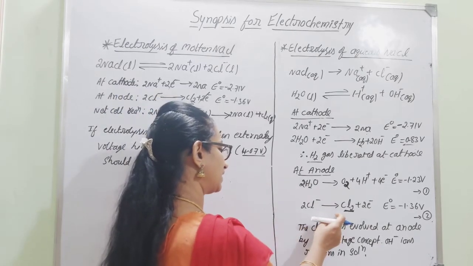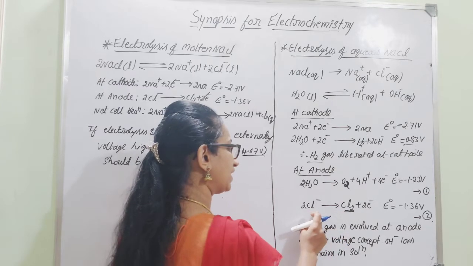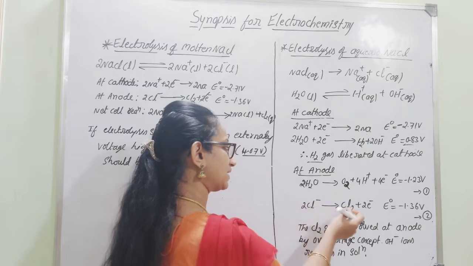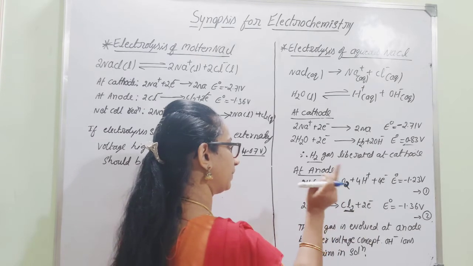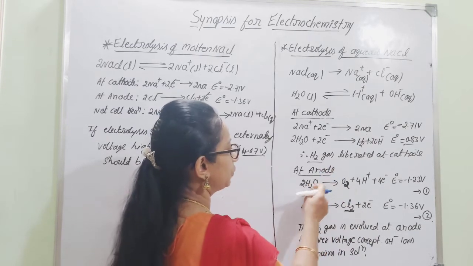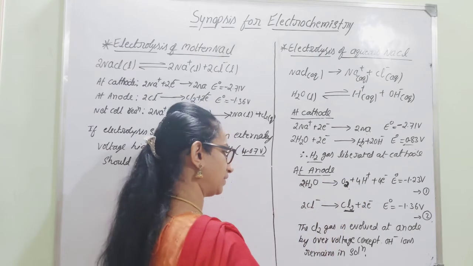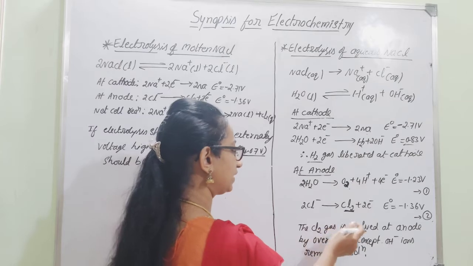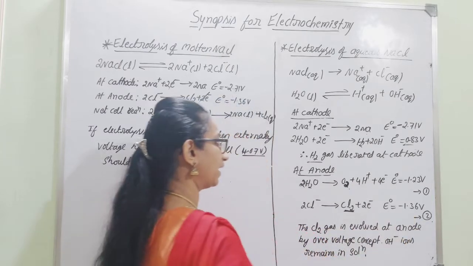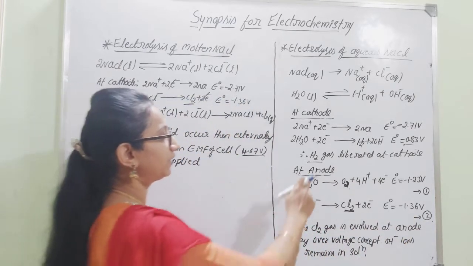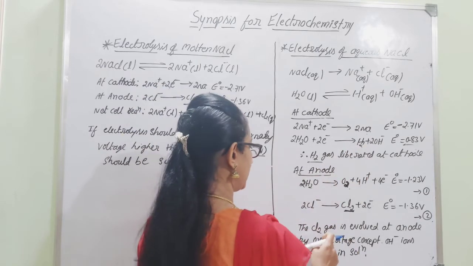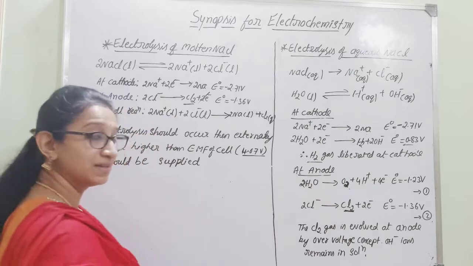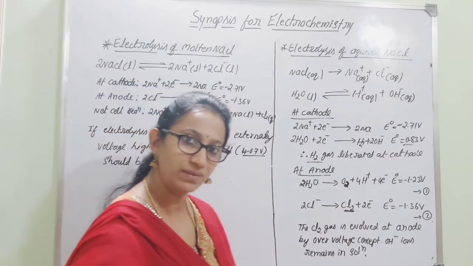Hence, we can say that chloride ions can easily convert into chlorine compared to H2O releasing oxygen here. Therefore, the gas liberated at the anode is chlorine. Got it? Therefore, at the cathode hydrogen gas is evolved, and at the anode chlorine gas is evolved, in the electrolysis of aqueous sodium chloride.